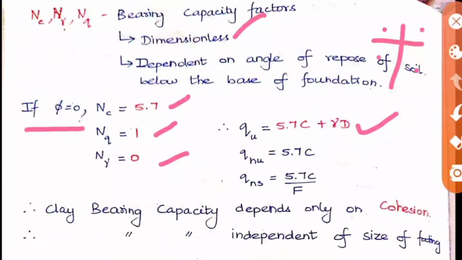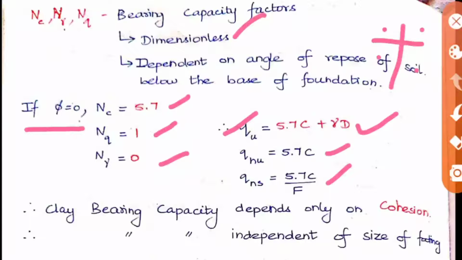Okay, next we are going to find qnu. So what is this qnu? It is the net ultimate bearing capacity. We have seen that in the starting, no? It is nothing but qu minus gamma D. So when you subtract gamma D from this qu, you will get 5.7 c alone. And qns is the net safe bearing capacity. For safe bearing capacity, we always divide it by a factor of safety. So it is 5.7 c by F.